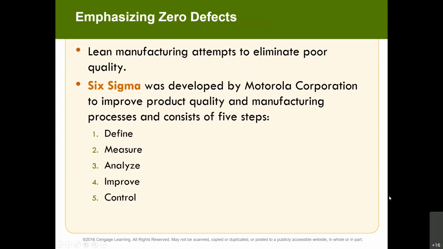Okay, I talked about this one. This is a great topic. Zero defects. This is the objective of any manufacturer, is to eliminate poor quality, to eliminate errors, to eliminate waste. All this is accomplished in lean manufacturing. The best company example I can give you when it comes to this process is Nike, the shoe company.